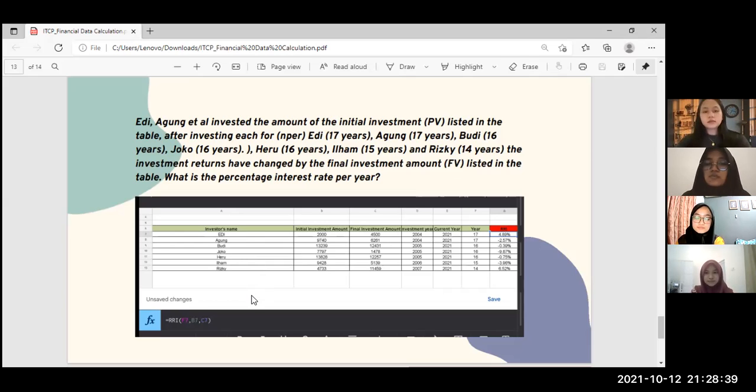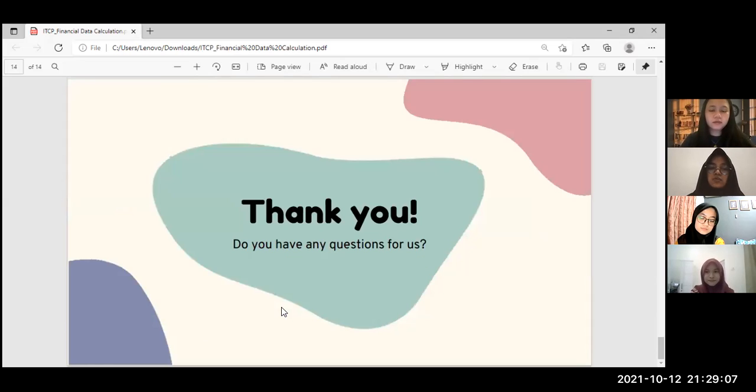So we can get the formula equals RRI, open bracket, F7 for number of periods, which is 17, separator, B7 for initial investment amount, it's 2,000, separator, C7 for final investment amount, it's 4,500, and the result is 4.80% for Edi. And so on. We can copy the formula for the next rows by dragging it.